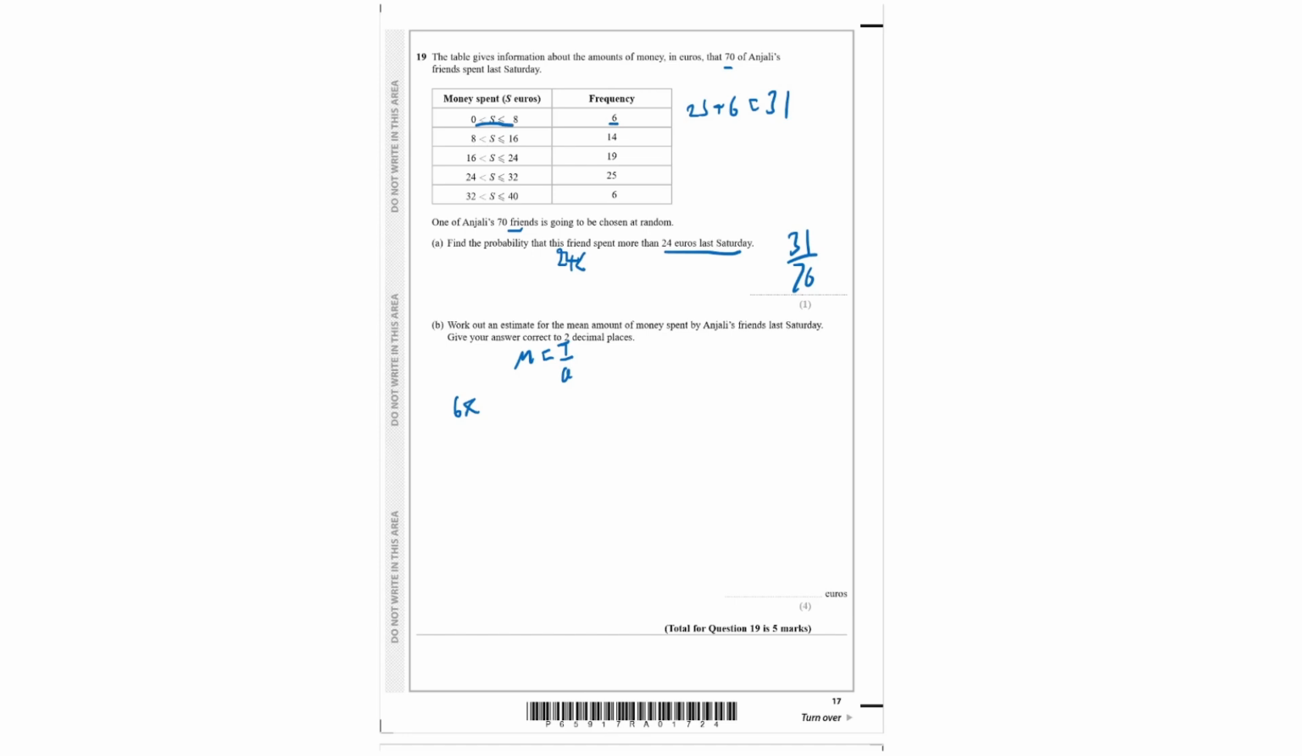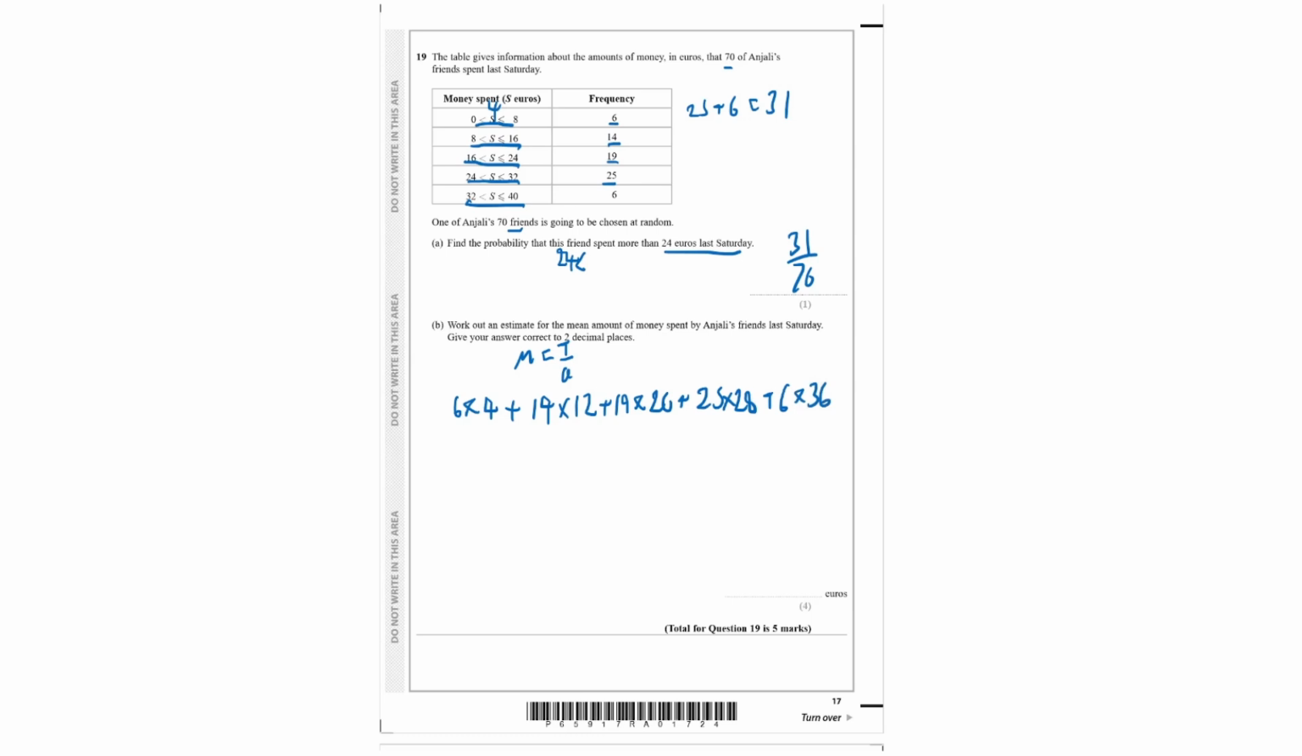So halfway between 0 and 8 is 4. So we multiply this with 4. We'll do the same with 14. So we have 14. Halfway between 8 and 16 is 12. So we do this so on and so forth. We have 19 times halfway between 16 and 24, which is 20. And we have 25 and halfway between 24 and 32, which is 28. So 25 times 28. And finally, we have 6 times halfway between 32 and 40 is 36.